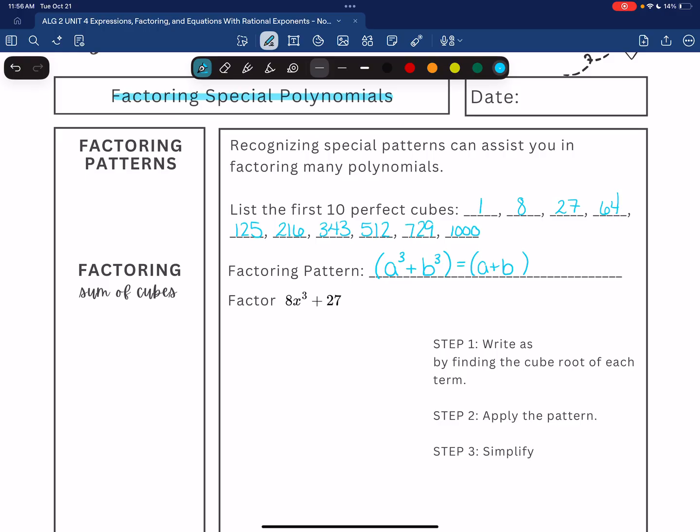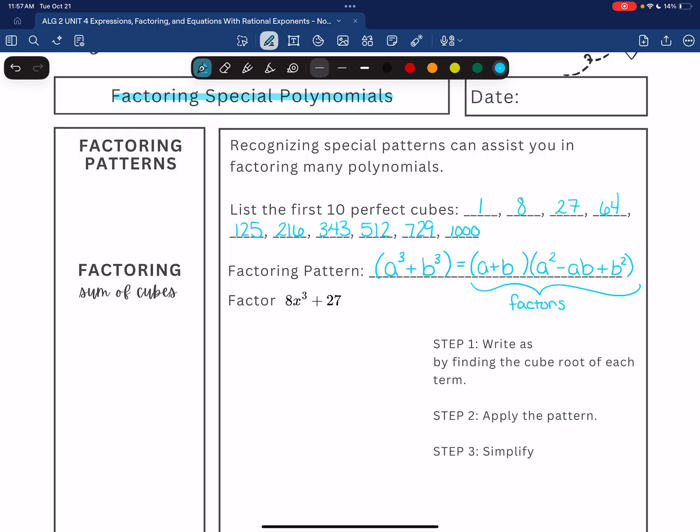Then you would have another, but it's going to be a trinomial. It's going to be your A value squared. Then you're going to subtract the product of A and B, and then add to it your B value squared. And then this would be the fully factored result. These are the factors of your sum of cubes.